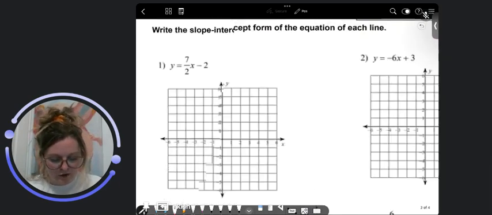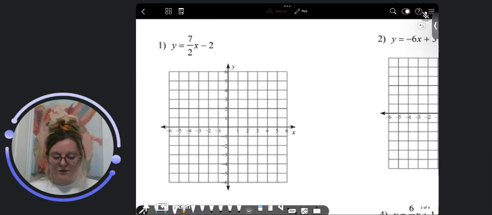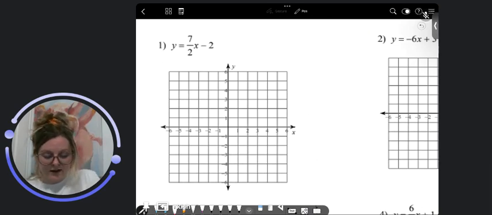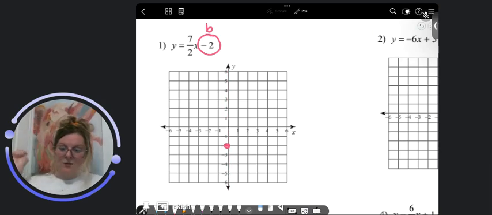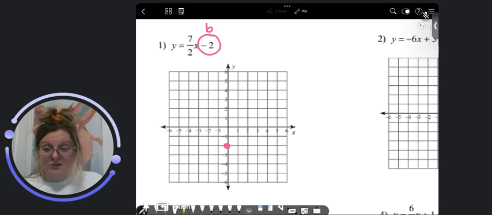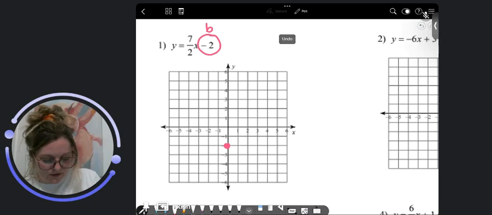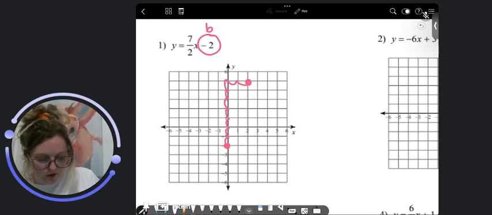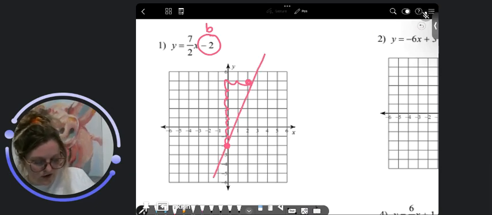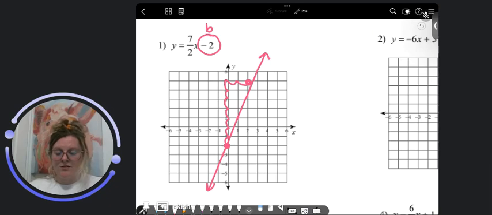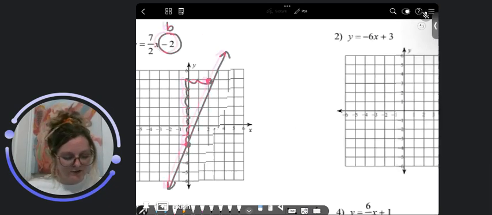Okay, here we go. We have number one, y equals 7 over 2x minus 2. Again, that is our b value, -2. That's our beginning. So we're going to go to the y-axis here, and we're going to go to -2 and put a point. The 7 over 2 is your slope, so remember that's rise over run. We're going to go up 7, so 1, 2, 3, 4, 5, 6, 7, to the right 2, put a point, and we are going to connect our dots, maybe better than I do. There's our line.